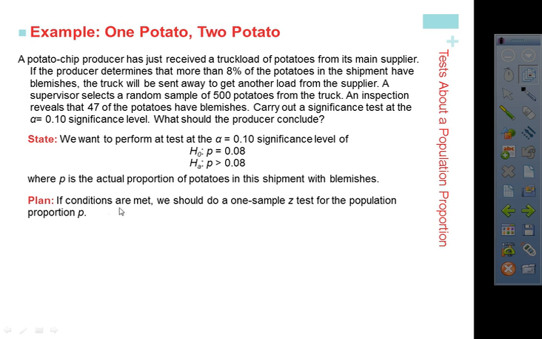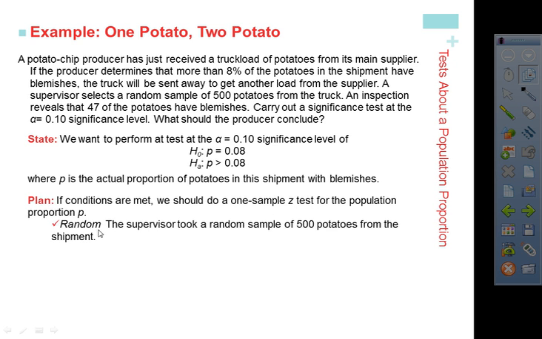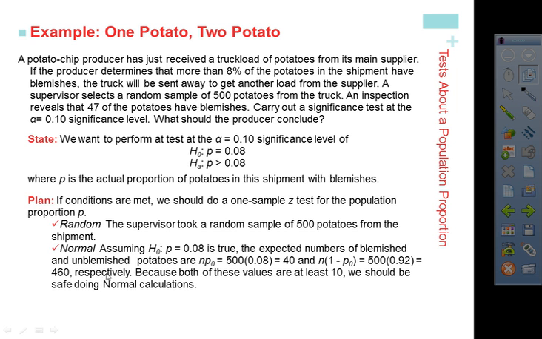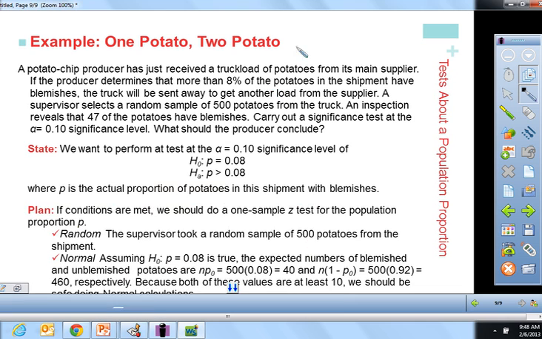Now plan, you're going to say if conditions are met, we should do a one sample Z test for the population proportion. The new thing in the plan is that you tell me actually what you're going to do, that we're going to do a one sample Z test if my conditions are met. We're going to check the random, we're going to check normal, so this is the n times p naught. Notice that every time we use p, we use the p from the hypothesized value, not the p from the sample. Because the p naught, p from the population, is 0.08.